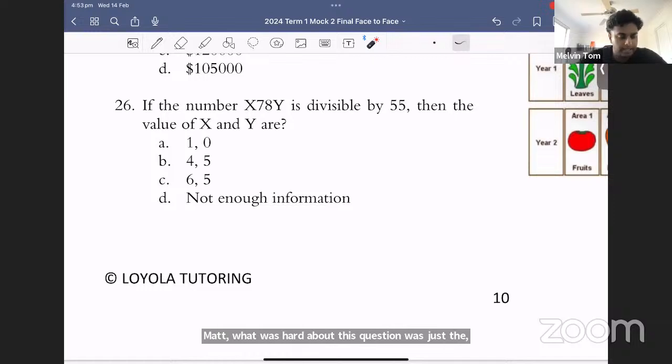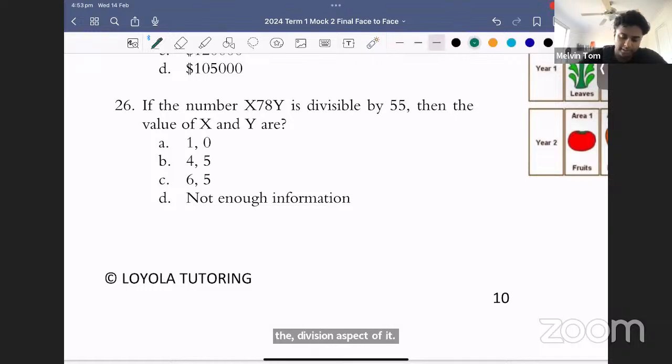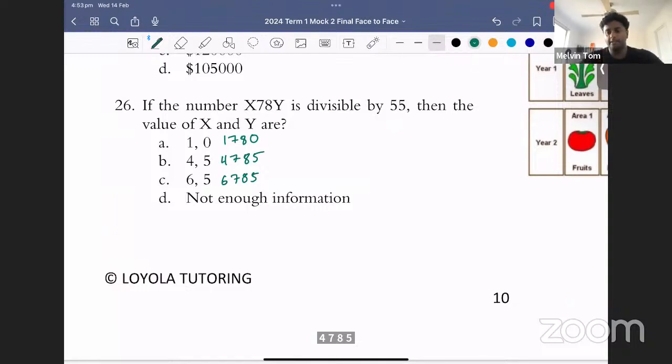It's saying that you have this number, x, 7, 8, y, and these have to be replaced by different numbers. So in the first option, we have 1, 7, 8, 0, then 4, 7, 8, 5, then 6, 7, 8, 5. And the question is asking, but oh, sorry, what's your question?